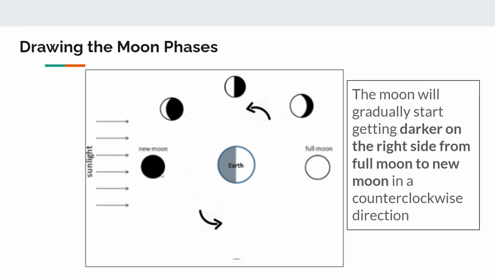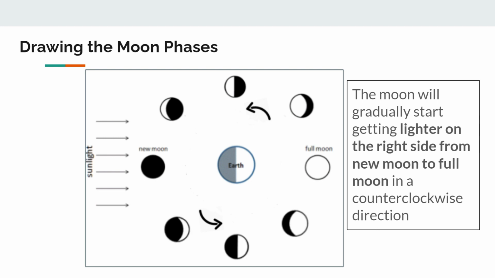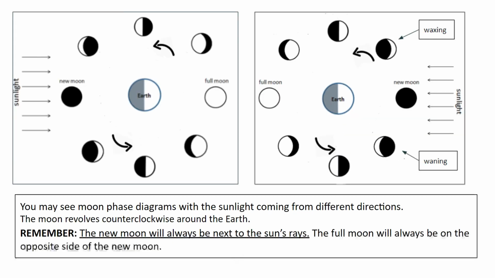Well, if we want to go from new moon to full moon, then the moon has to go from dark to light, right? And when the moon gets lighter to become a full moon, it also gets lighter on the right side. And that's exactly what you're going to do. So the moon gets slightly light on the right side, and then half lit on the right side, and then mostly lit on the right side until it's fully lit in the full moon. And that is how you have all your moon's phases.